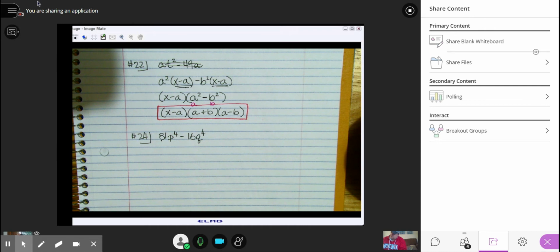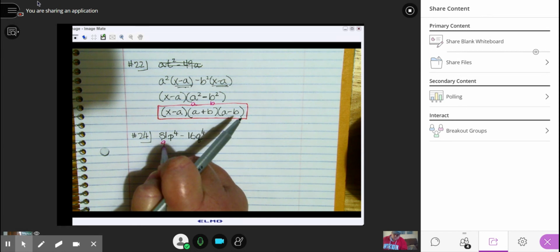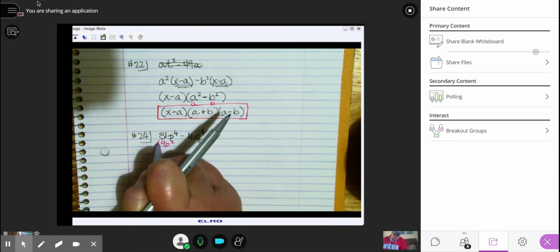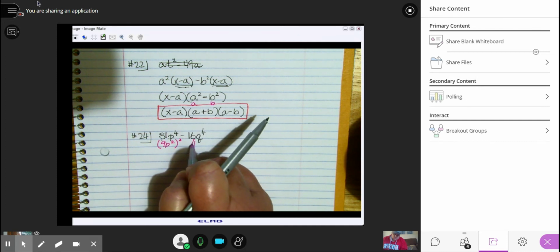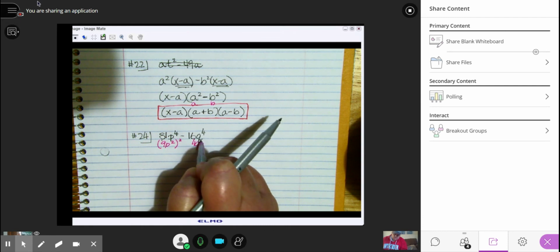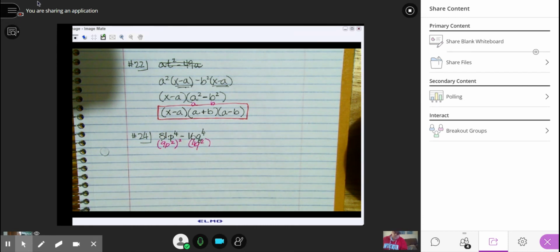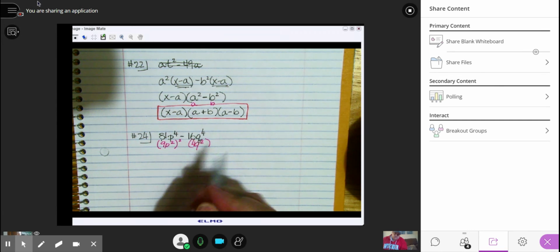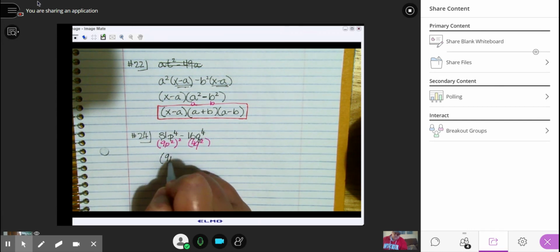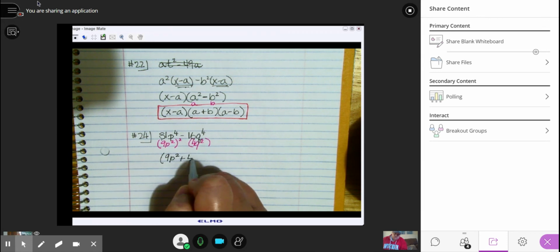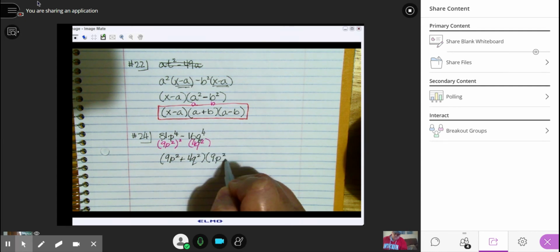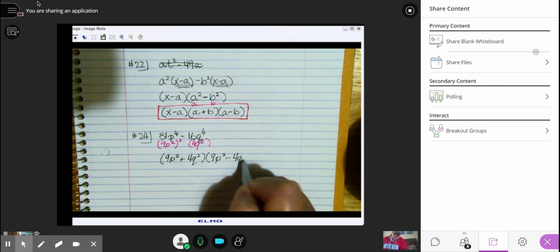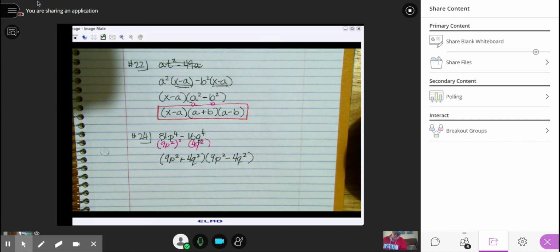So the square root of 81p to the fourth would be 9p squared. The square root of 16q to the fourth is 4, and then that would be q squared. So this is the difference of two squares. It factors into 9p squared plus 4q squared times 9p squared minus 4q squared.